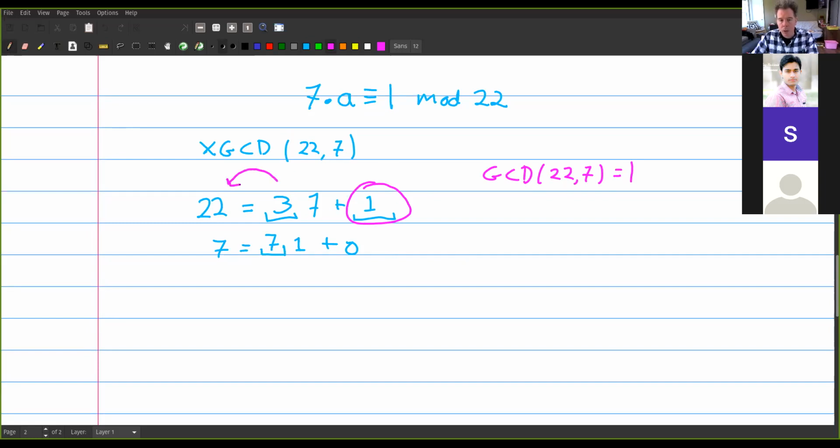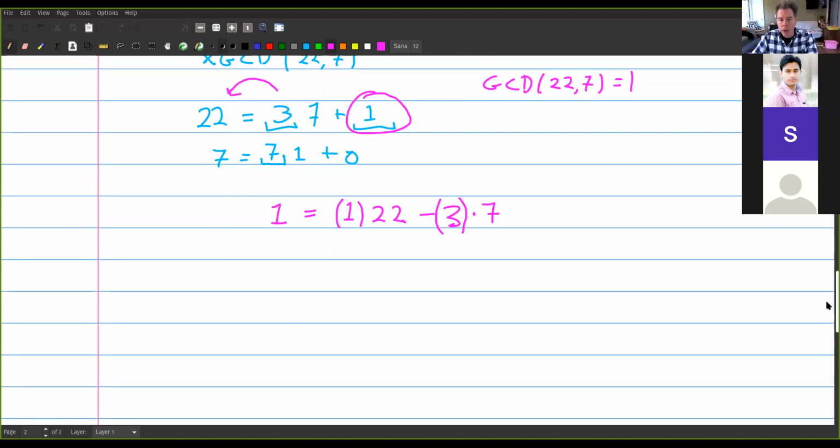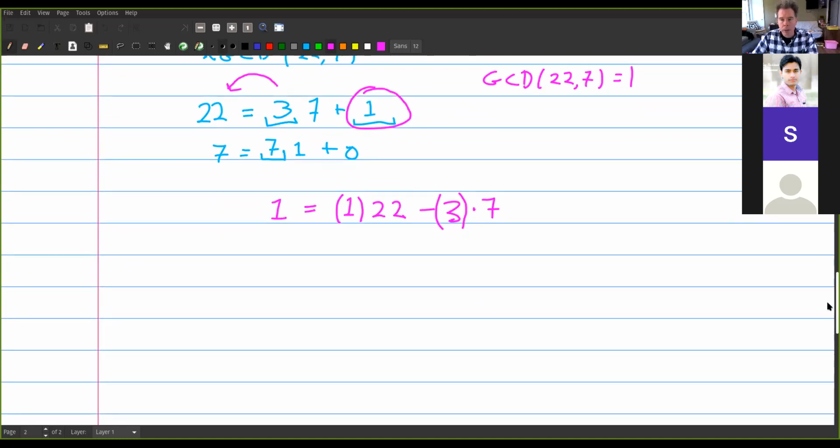It's easy to see what that is in this case. You can just move this one over. So we get that 1 is equal to 1 times 22 minus 3 times 7. Okay, so here's the linear combination. This is what we wanted. So now that we have this linear combination, what do we do?